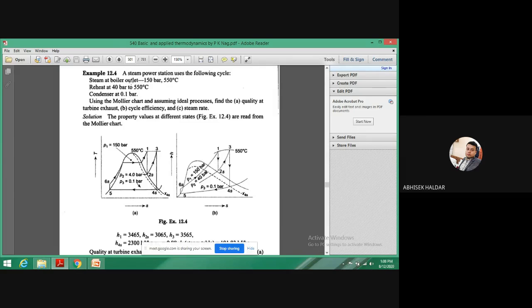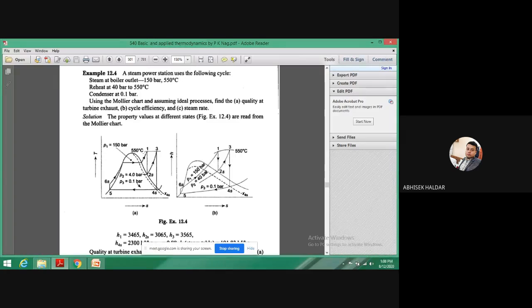And what is the significance of this temperature, 550 degrees Celsius? That means after reheat, this 2s to 3 part, you can see this is the reheat, right? From 2s the steam will be reheated again. Let me clear these points first. One point is the exit from the boiler, or inlet to which pressure turbine, high pressure or low pressure? High pressure turbine, very good.